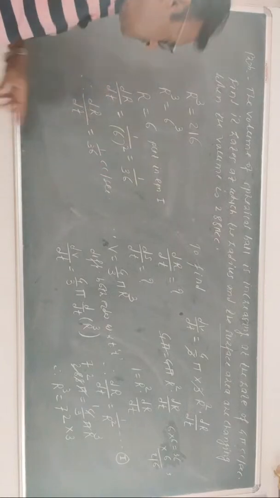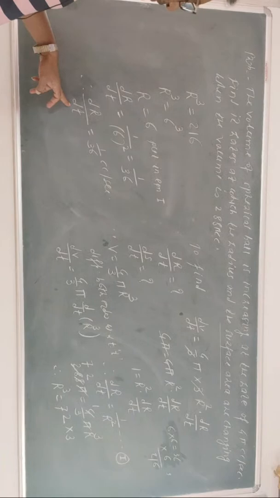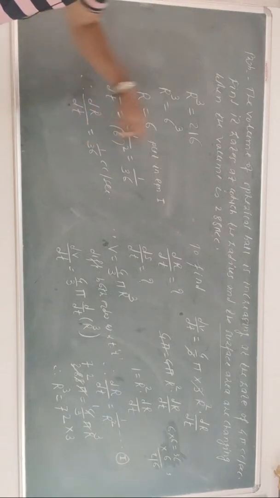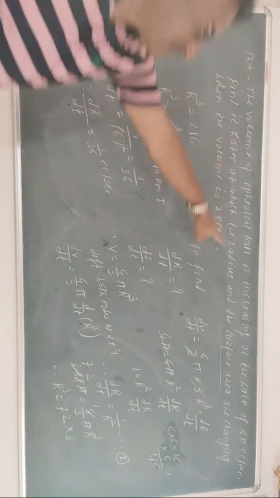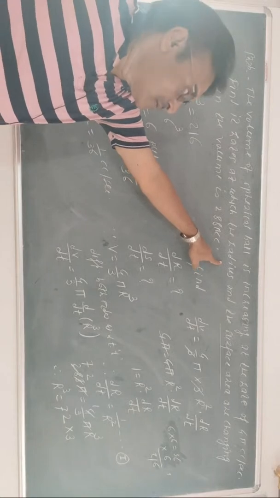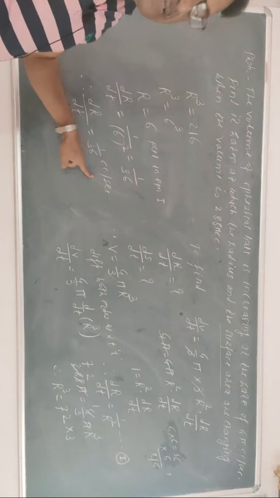This is the rate of change of the radius with respect to time t, which is equal to 1 upon 36. We find here the rate at which the radius changes, which means we find dr by dt, and dr by dt is equal to 1 by 36 cm per second.